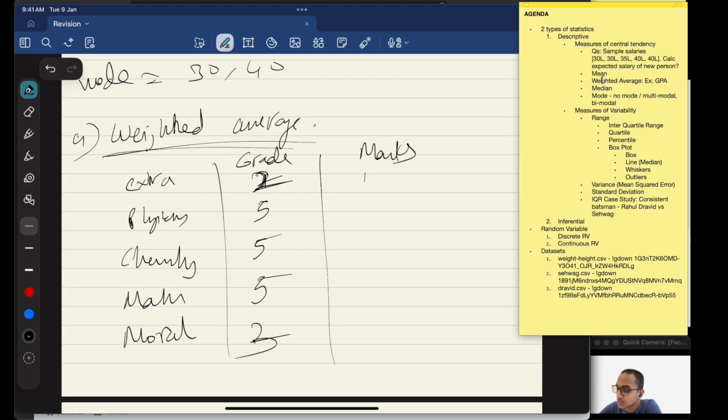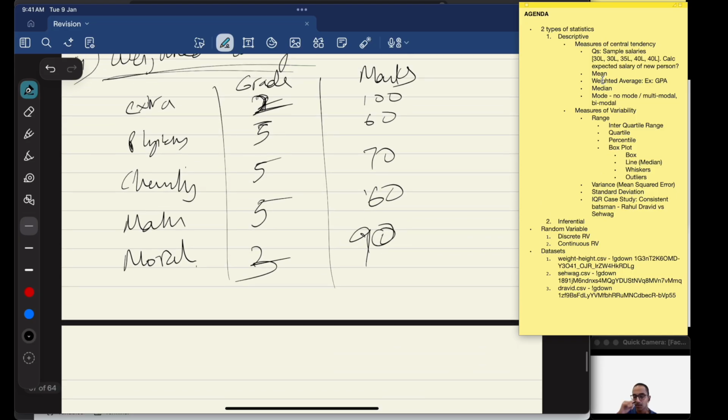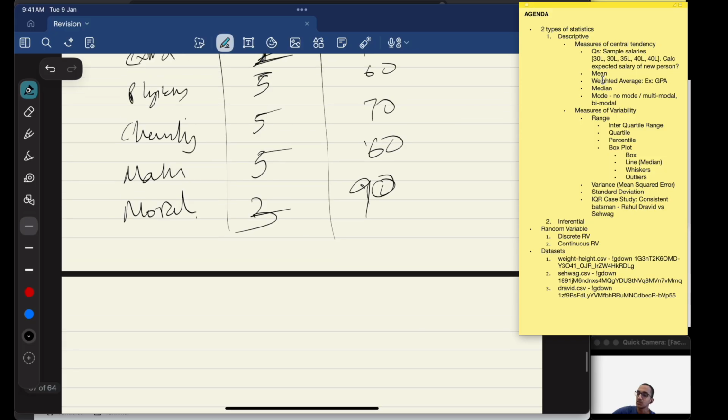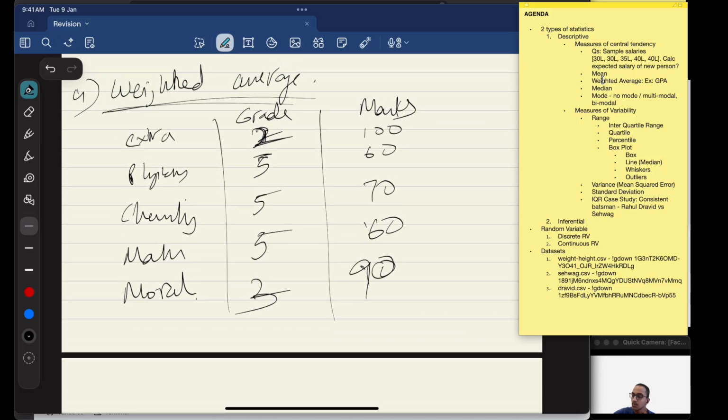like maybe you scored 100 for this one, and you scored maybe 60 here, maybe about 70 here, let's take easy values. Let's take about 60 here, and you got maybe 90 here. So as you can see, all subjects are not same. The importance of each subject is different. So in this case, to find out the mean, what we do is we multiply each marks by its weightage, by its importance.